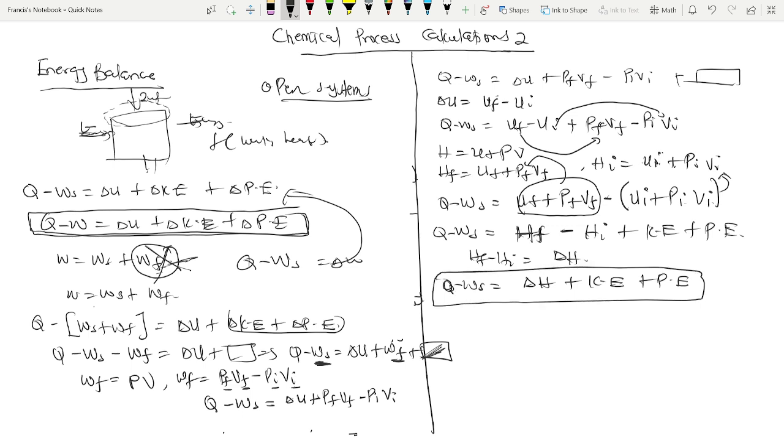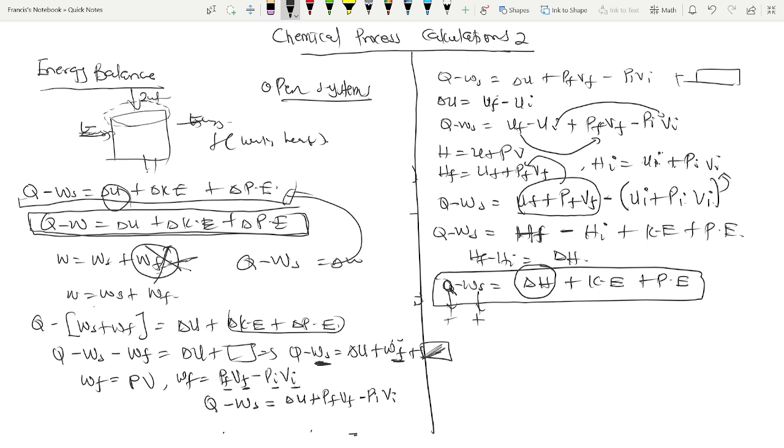The terms are the same as closed system. Our Q is positive when heat is added to the system. Our Ws is positive when work is done on the system, negative when work is done by the system. So the same conventions apply. But the only difference here is that when you look at the closed system equation, it's changing internal energy, but then the open system is changing enthalpy. So that's the only difference between the two. Otherwise, everything is still the same.